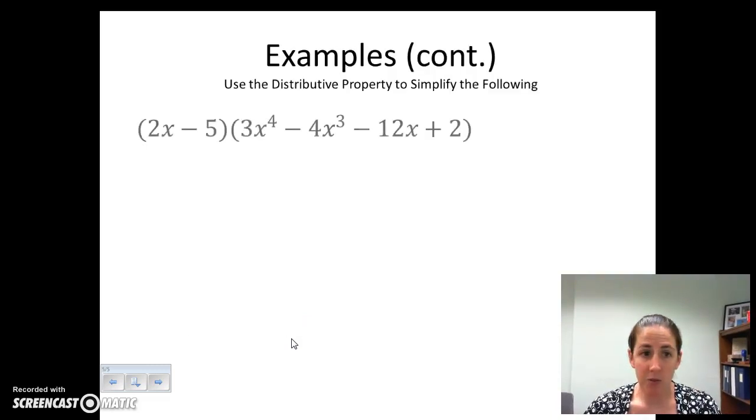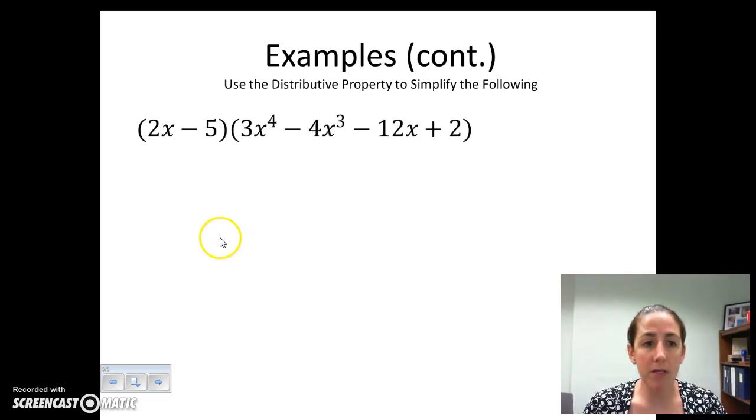Let's do some more examples with the distributive property. Here's one that's a little bit bigger. You're going to follow the same rule. Every term in the first group gets multiplied to every term in the second group. So we'll take the 2x times 3x to the 4th, the 2x times the minus 4x cubed, the 2x times the negative 12x, and the 2x times the 2. Then you'll do the negative 5. Negative 5 times 3x to the 4th, negative 5 times negative 4x cubed, negative 5 times negative 12x, and negative 5 times the positive 2.